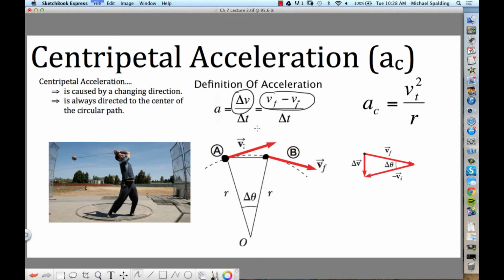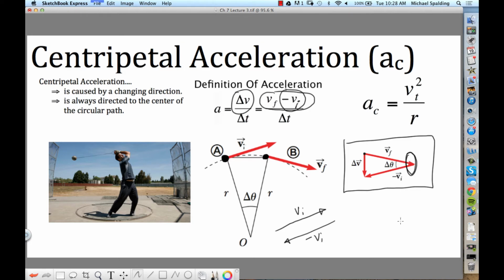So look, what is negative v initial? If this is v initial right here, what's negative v initial? The same thing, but the other way, right? That'd be negative v initial. So if you look at this diagram over here, what was done in this diagram? We took v final and negative v initial, stuck them together how? Tip to tail. The resultant vector goes from the tail of the first to the tip of the last, so that's the resultant right there.